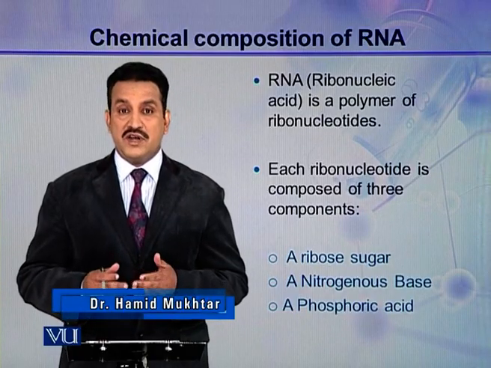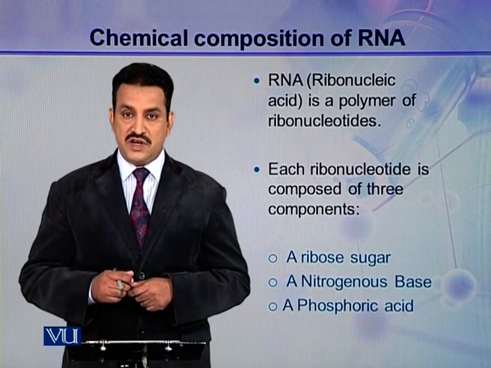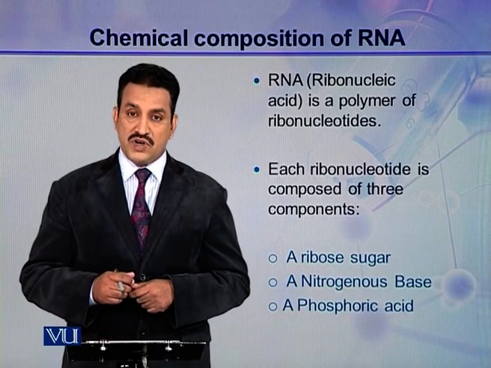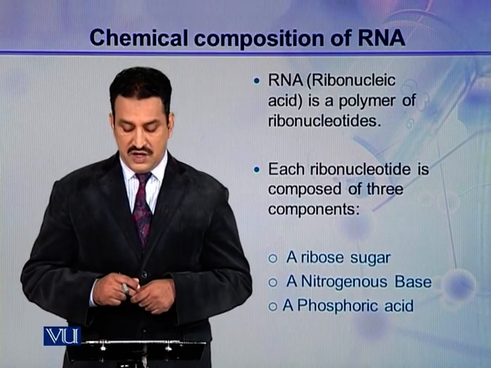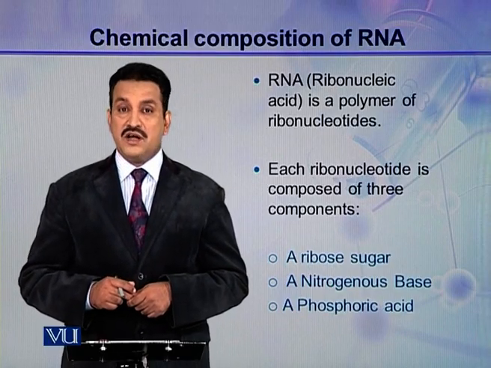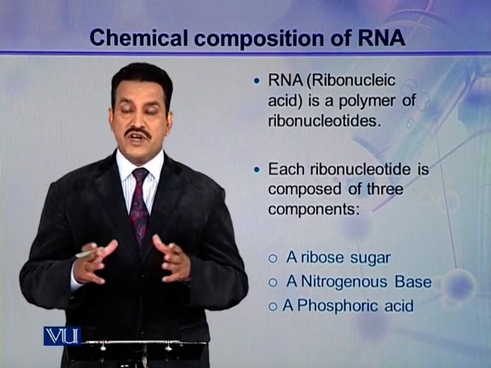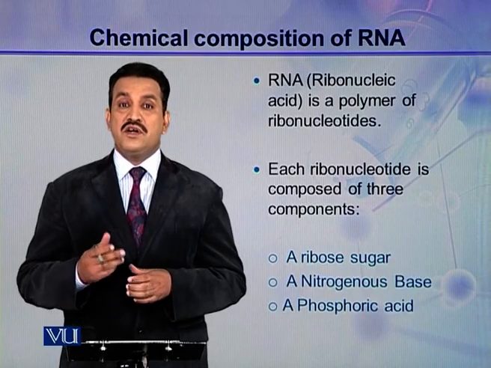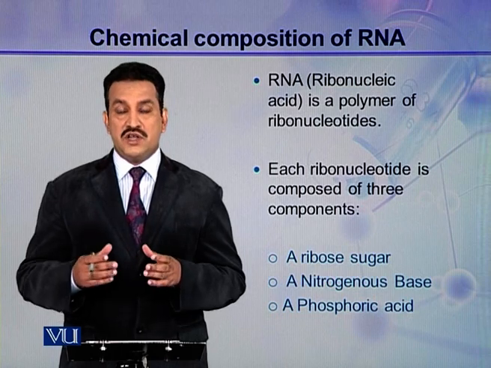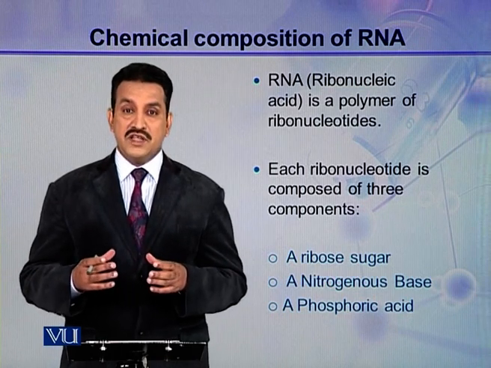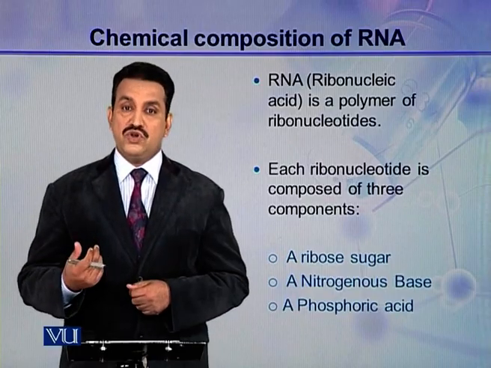So each ribonucleotide is made up of three components, and these three components include a ribose sugar, a nitrogenous base, and a phosphoric acid. So these three components join together and make a ribonucleotide. And different ribonucleotides join together and make a polynucleotide, which is ribonucleic acid.